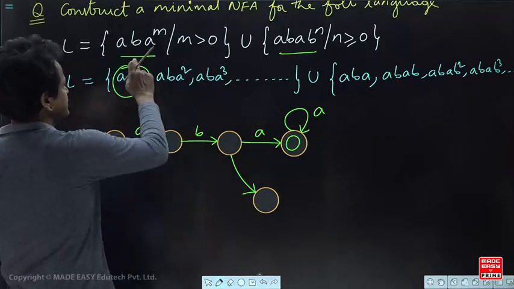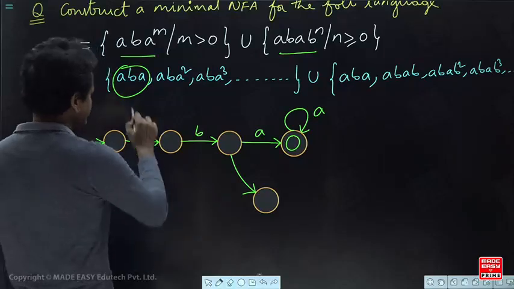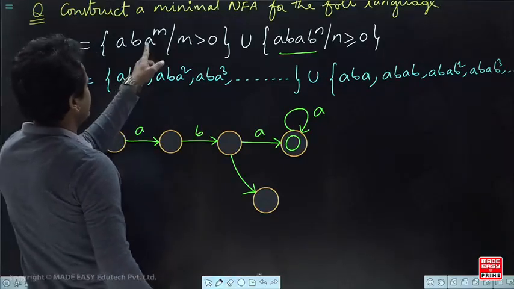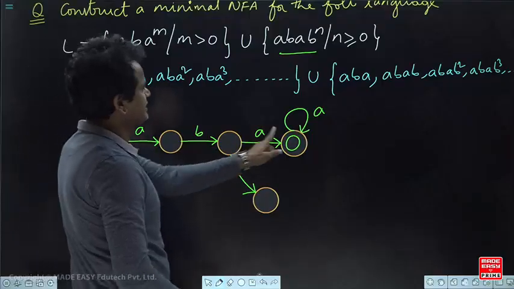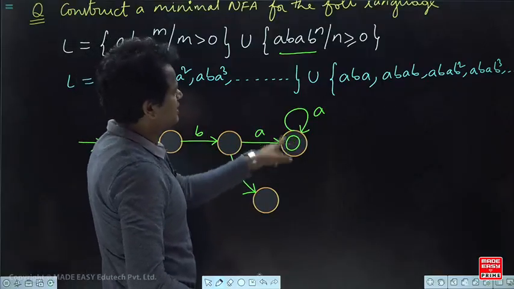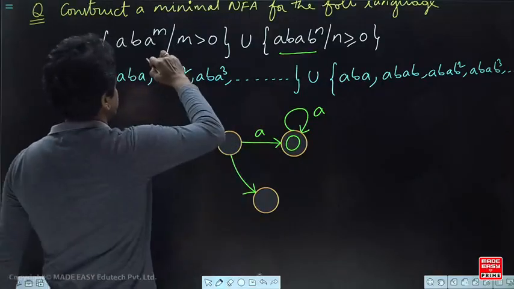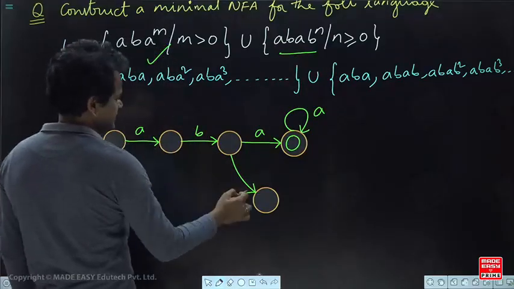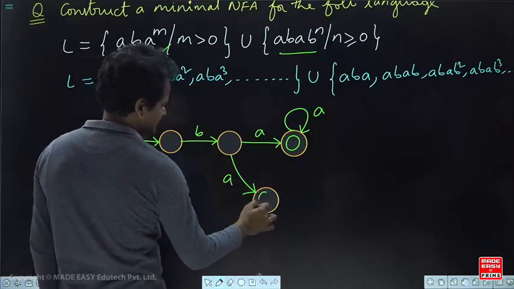Guys, so this one, the first part: a, b, a power m. So a, b, a square, a cube, a power 4, a power 5. This is for the first part, okay. And the second part, what is the smallest one? a, b, a. This is the final, okay.